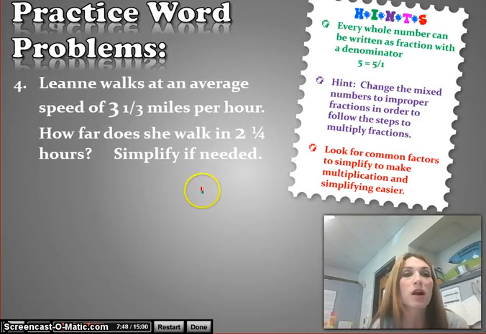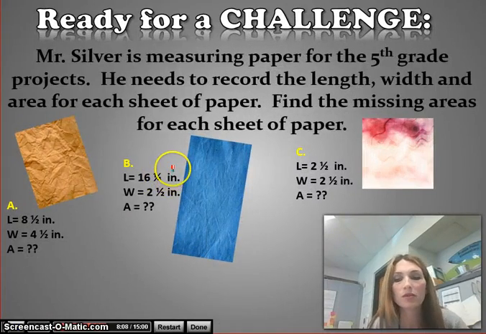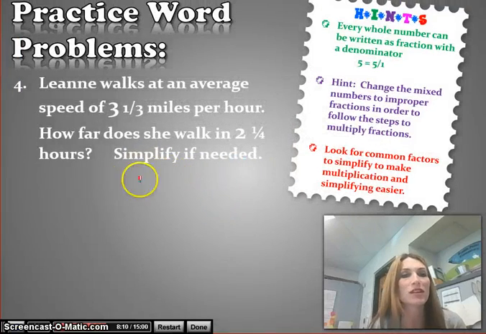Okay, for our practice problem next, we're going to be looking at a word problem. Leanne walks at an average speed of 3 1/3 miles per hour. How far does she walk in 2 1/4 hours? Simplify if needed. Work this on your own. Press play whenever you're ready to check your answer with me. Oops. We're not done yet.